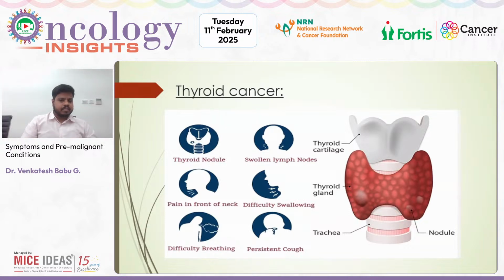And in very advanced cases, there can be involvement of the recurrent laryngeal nerve, which can cause a change in the voice, and in very advanced cases they can involve the esophagus and trachea, which causes difficulty in swallowing and breathing as well.